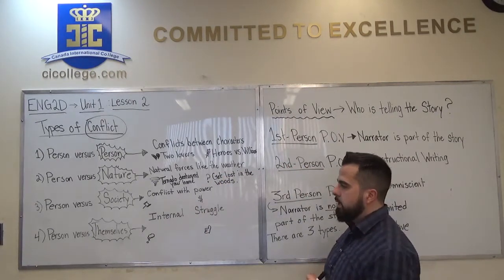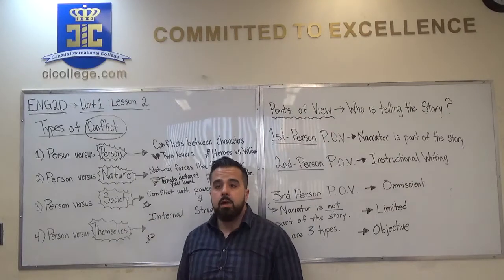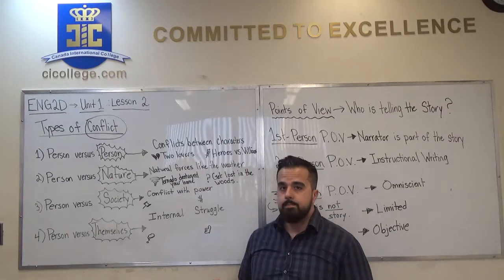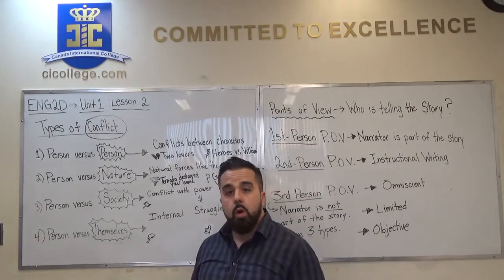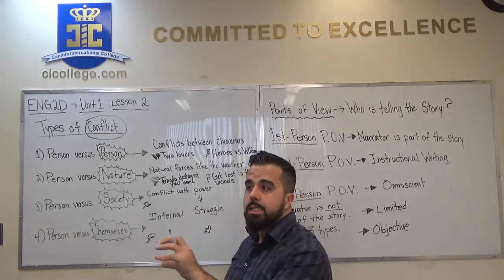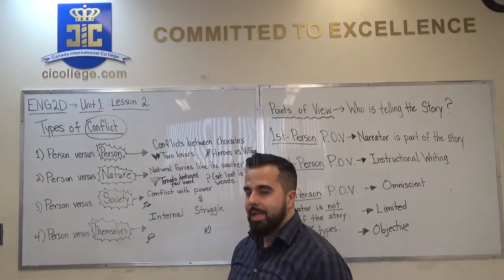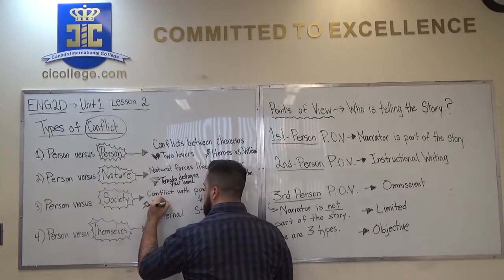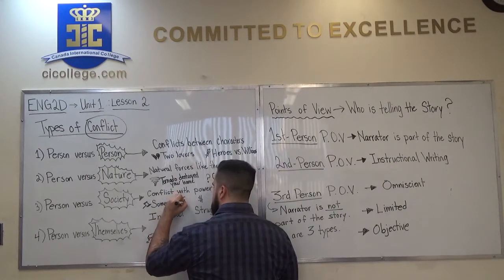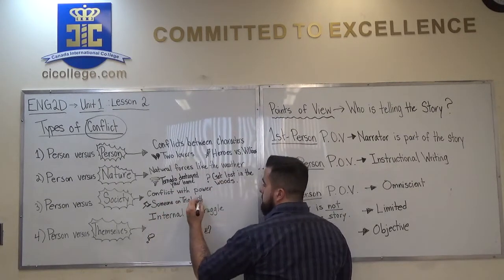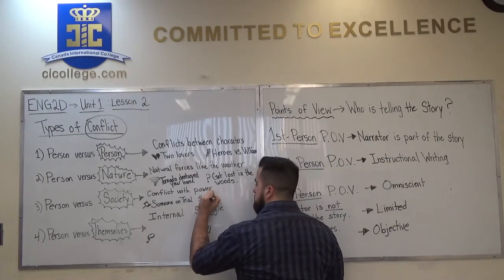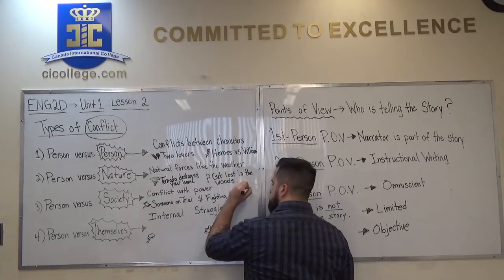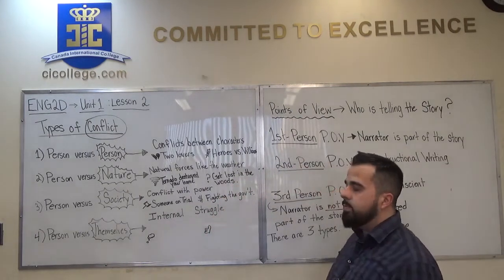The third one is called person versus society. Society are all the structures that let people work together, live together. So government would be an example, courts, police. Those are all aspects of our society that in a story a character might come into conflict with. For example, someone on trial who's being judged. Or maybe someone who is fighting the government. That describes person versus society.